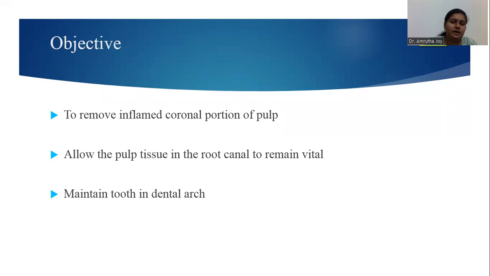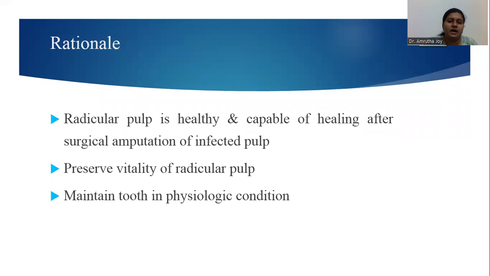Objectives of pulpotomy are to remove the inflamed coronal portion of the pulp, allow the pulp tissue in the root canal to remain vital, and maintain the tooth in the dental arch. Rationales are: the radicular pulp is healthy and capable of healing after surgical amputation of the infected pulp, preserve the vitality of the radicular pulp, and maintain the tooth in physiologic condition so that it can perform normal functioning.